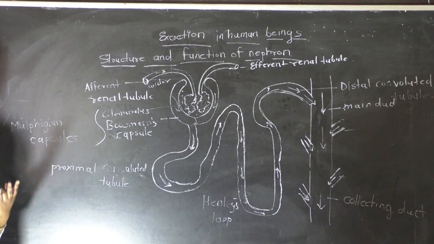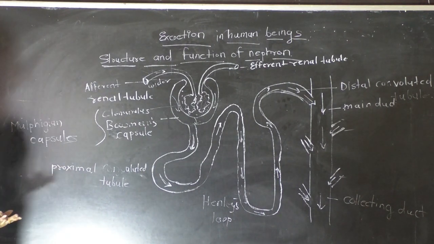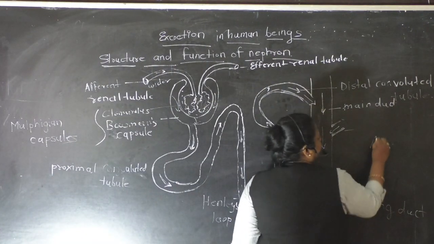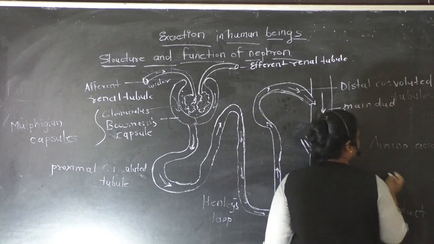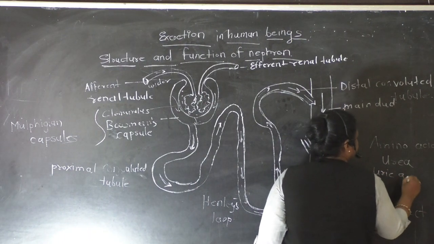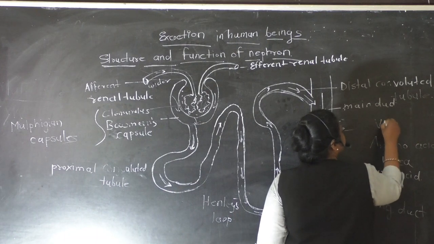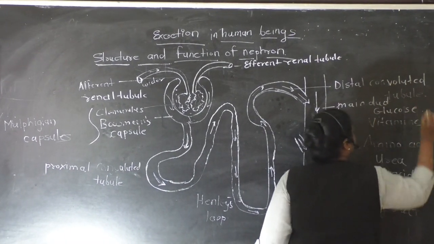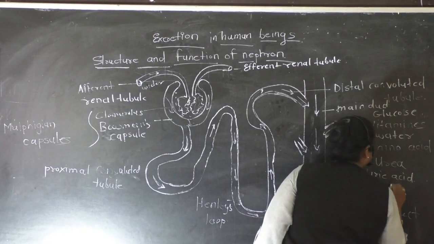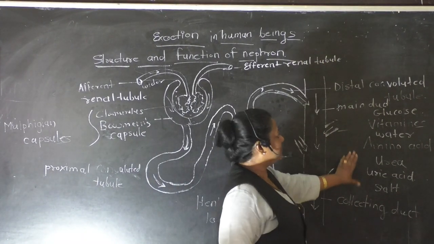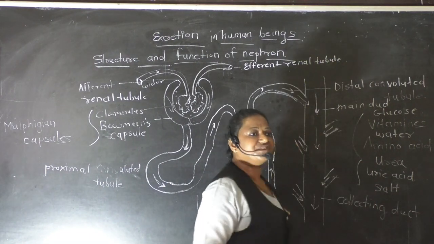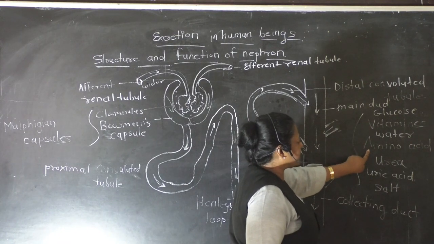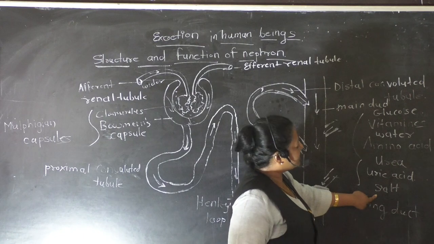So in blood, there are two parts: filtrating parts and non-filtrating parts. Filtrating parts are those which can pass through the Bowman's capsule. They are amino acids, urea, uric acid, some part of vitamins, as well as some glucose, some water, and some salt. These are the filtrating parts of the blood. What are those? Glucose, vitamins, water, amino acids, urea, uric acid, and salt. These can be filtered.